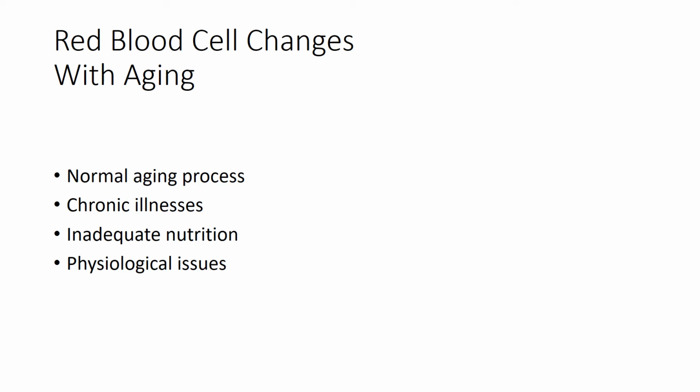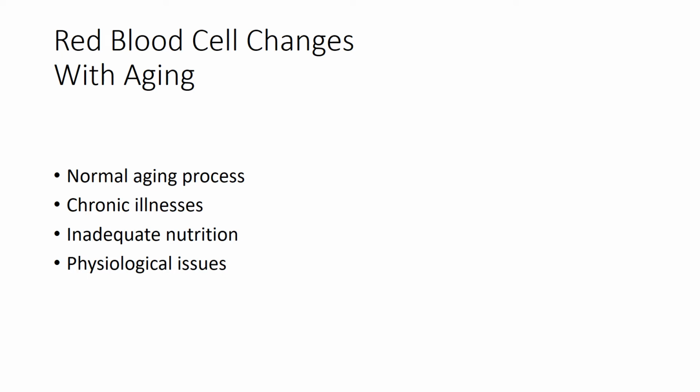Chronic illnesses can also be an issue as far as red blood cell changes. Most older adults have chronic illnesses that predispose them to issues of anemia. The anemia occurs as a direct result of the illness. For example, if an individual has cancer, they may experience anorexia or bleeding. The anorexia can lead to a decreased food intake, which could lead to certain types of anemia, such as iron deficiency anemia.